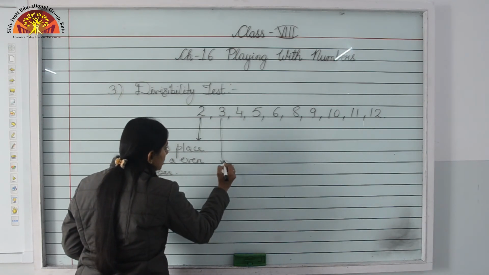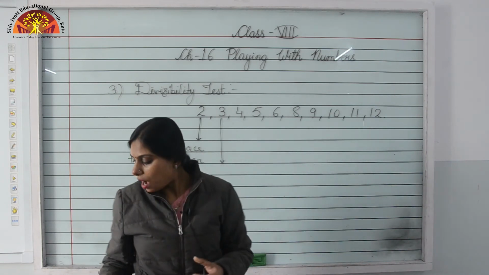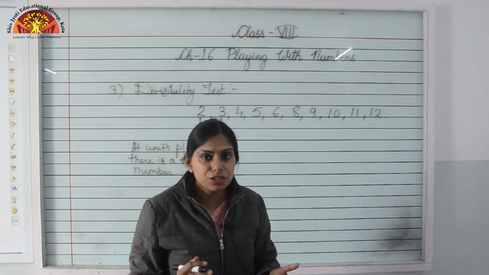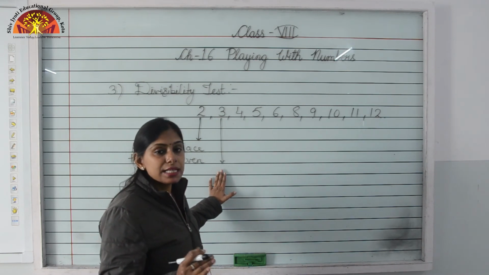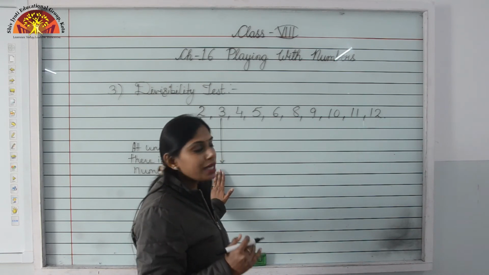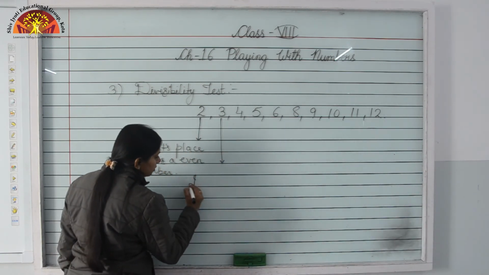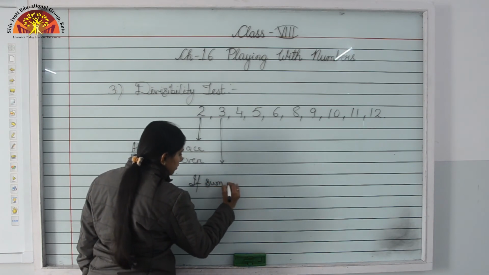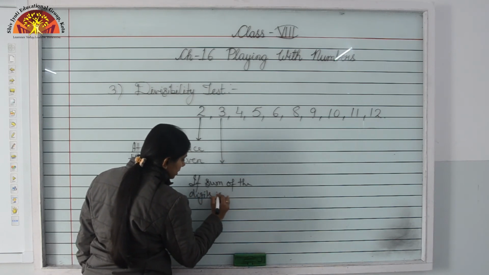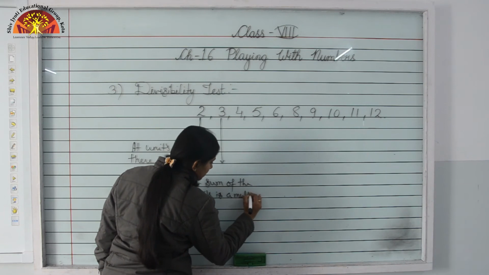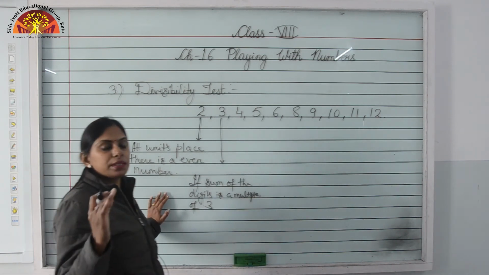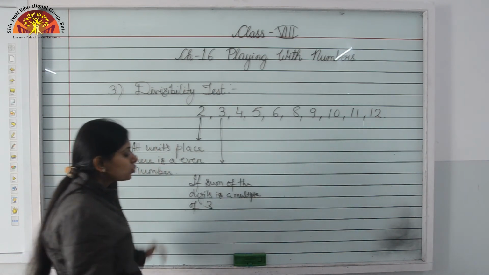Now we'll talk about the divisibility of 3. How can we test that a particular number is divisible by 3 or not? If the sum of the digits is a multiple of 3, then we can say that a number is divisible by 3. Okay, so we'll take an example.